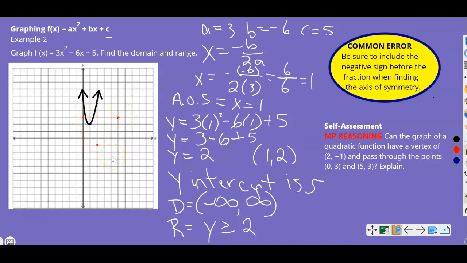So can those 3 points fall on a quadratic graph? No, they cannot. The x coordinate of the vertex has to be the average of the other 2 points. So take 0 and 5, add them together, divide by 2, which is how you do the average, and you get 2.5. So again, that is 2, not 2.5. So those points would not fall on a curve for a quadratic function.